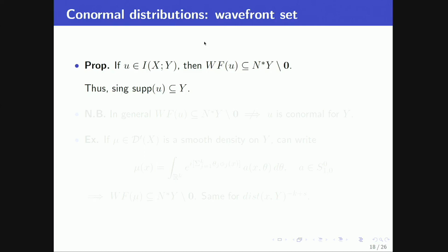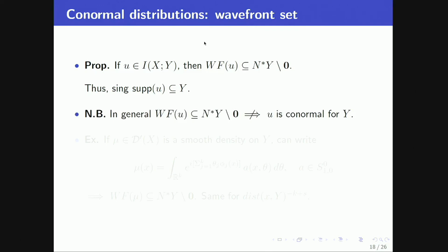So conormal distributions are singular only on Y, but more precisely, their wavefront set only points in the direction of the conormal bundle of Y. Now, just as a little bit of a warning here, in general, it's not the case that just because you have a distribution whose wavefront set is contained in the conormal bundle to some submanifold, u is conormal for Y.